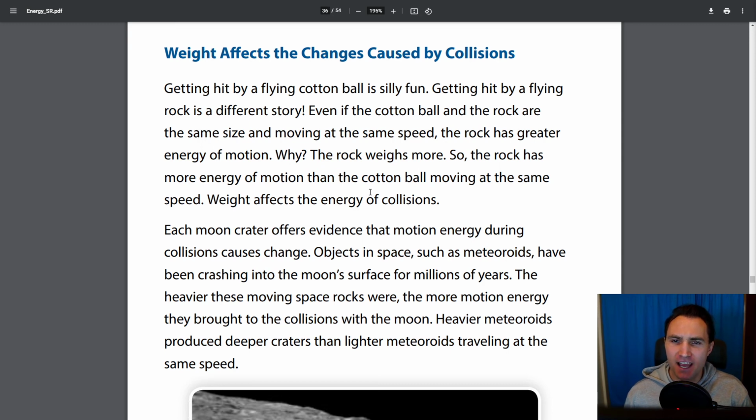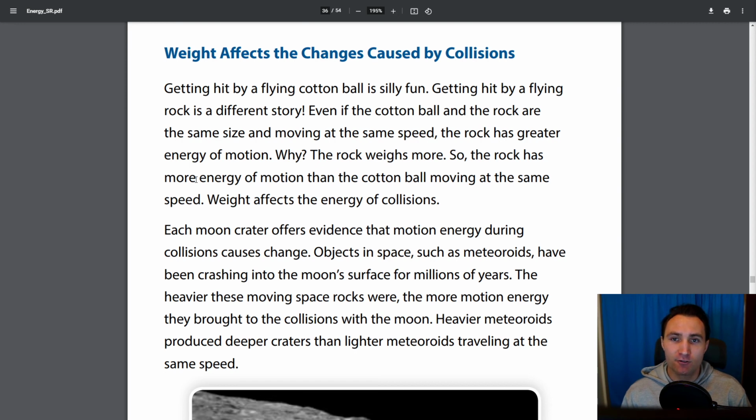Getting hit by a flying cotton ball is silly, right? It's kind of fun. Getting hit by a flying rock is a different story. The cotton ball might tickle a little bit, but the rock could give you a concussion, could scratch you, it could really hurt. Knock your head back, knock your body back, depending on how big the rock is. So even if the cotton ball and the rock are the same size and moving at the same speed, the rock has greater energy of motion. Why? Because the rock weighs more. So the rock has more energy of motion than the cotton ball moving at the same speed.